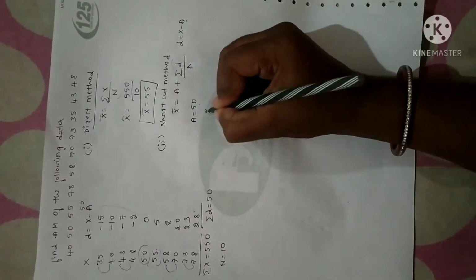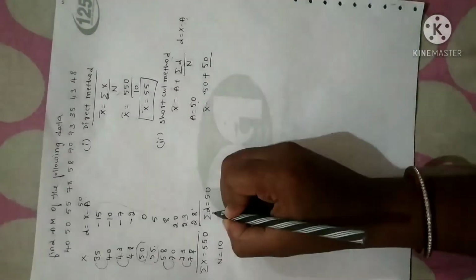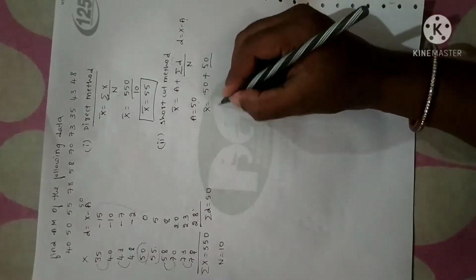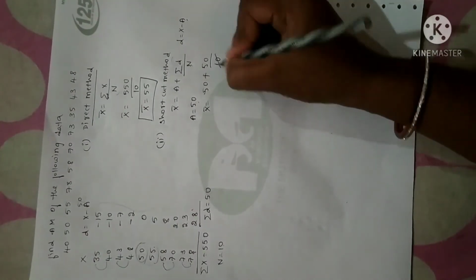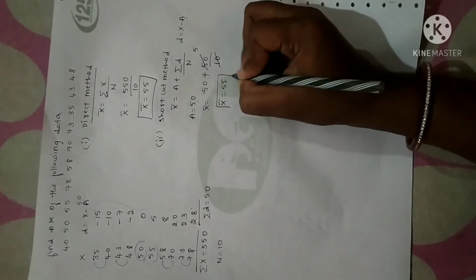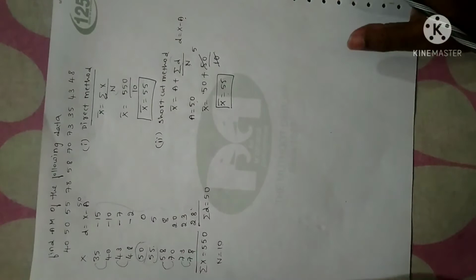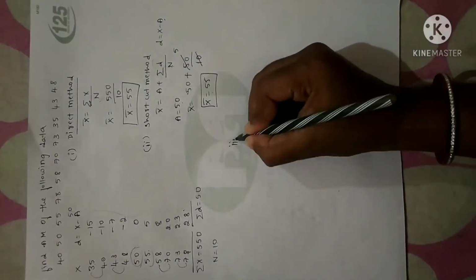Now let me substitute. X bar will be a is 50 plus sigma d is 50 divided by n, total number of data, it is 10. So n is equal to 10. Fine. After simplification, what is the value you are going to get? 10 5s. So x bar is equal to 55. Remember, whatever may be the method, mean should be the same in all the methods. So I have solved two methods. Next let me solve the third method.